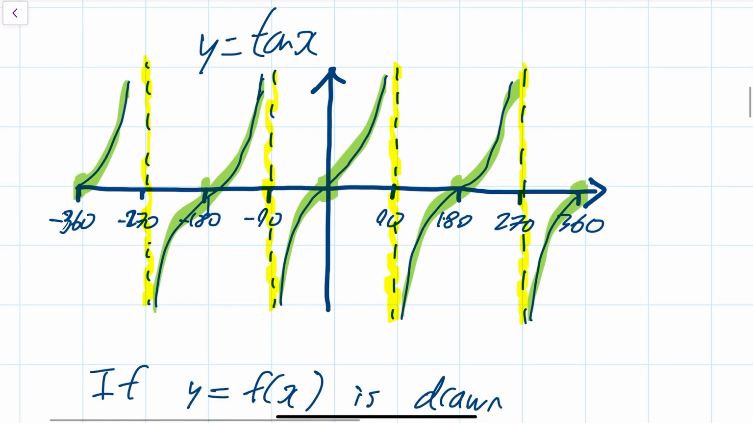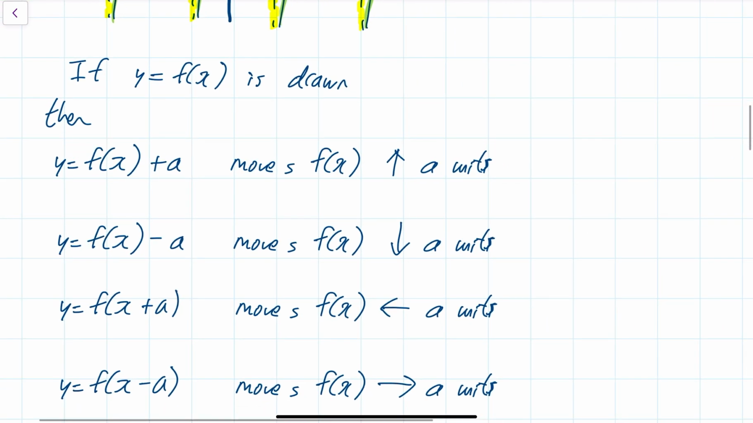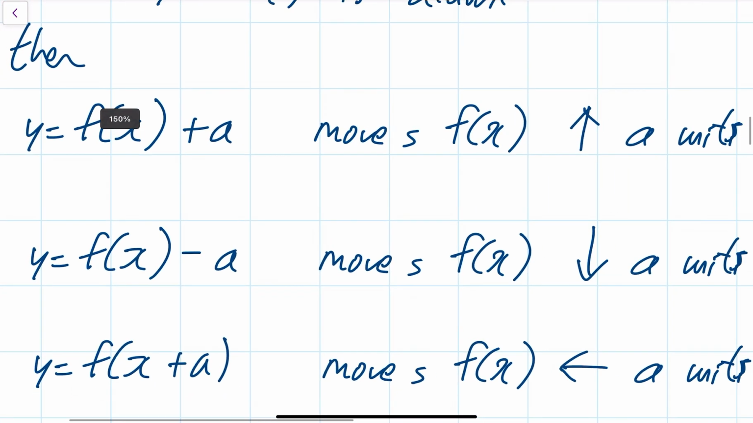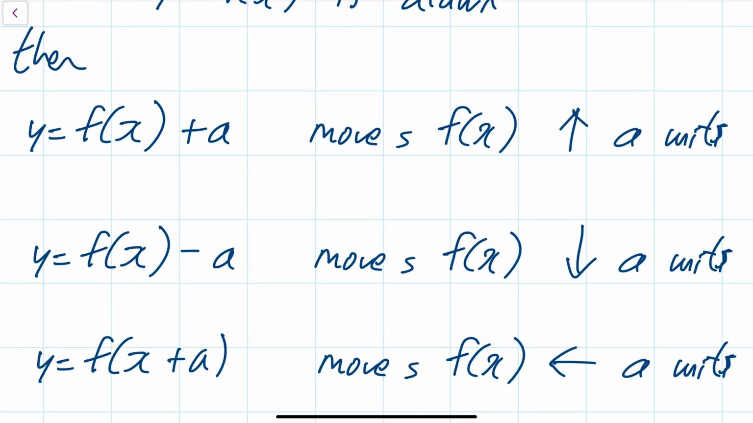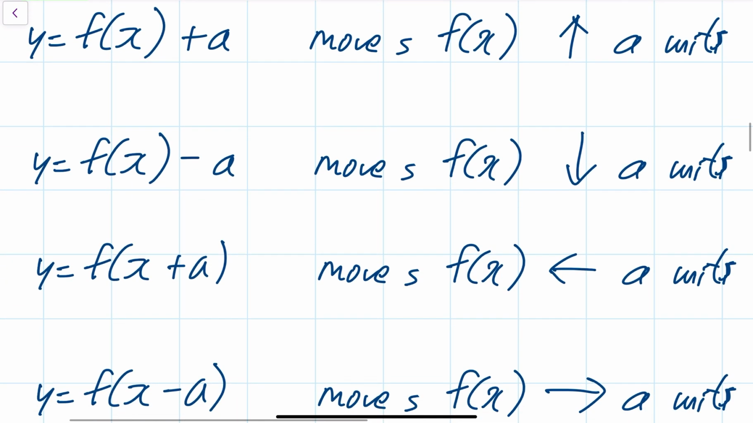Okay, we're going to look now at the transformations. If you've got a basic graph of y equals f of x, then the first one, y equals f of x plus a, moves the graph up a units. y equals f of x minus a moves the graph down a units.